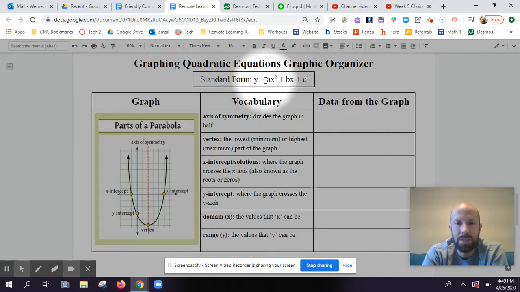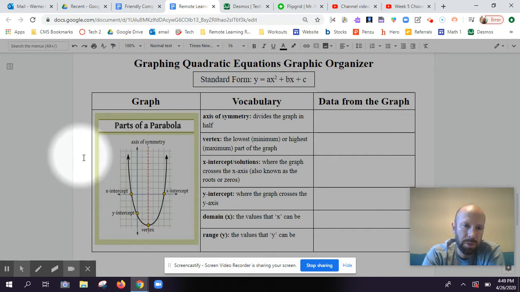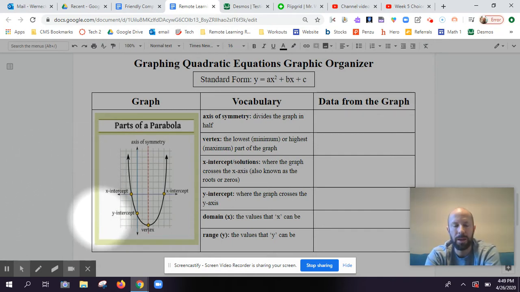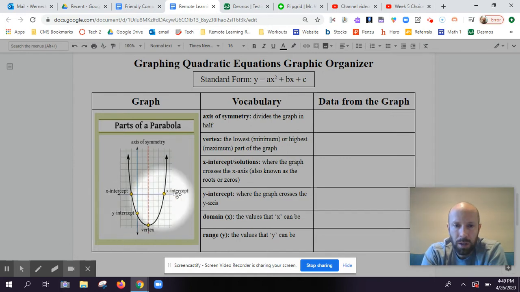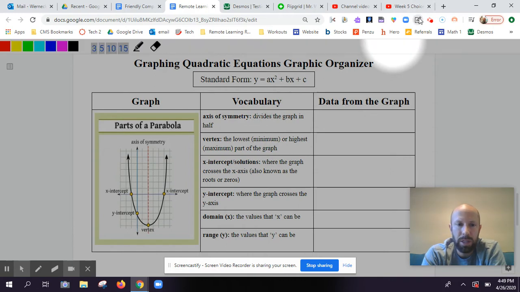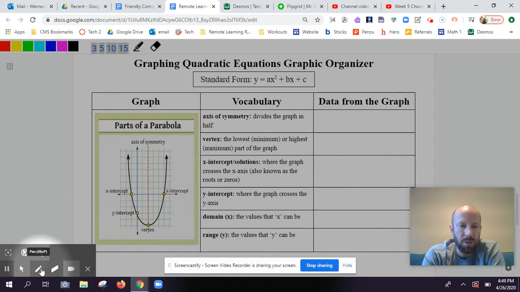If there was a negative sign in front, like you'll see with some of your work that I'm asking you to do this week, then the U will be opening upside down, so it would be flipped. Talking about some of these vocabulary words, axis of symmetry is something that we dealt with last week. You can tell in this graph here, the axis of symmetry is a red line that's going straight up and down. It's going to divide the graph in half, into a left side and a right side.